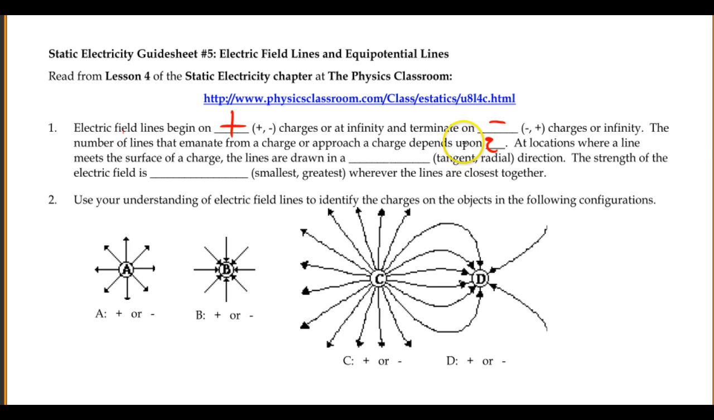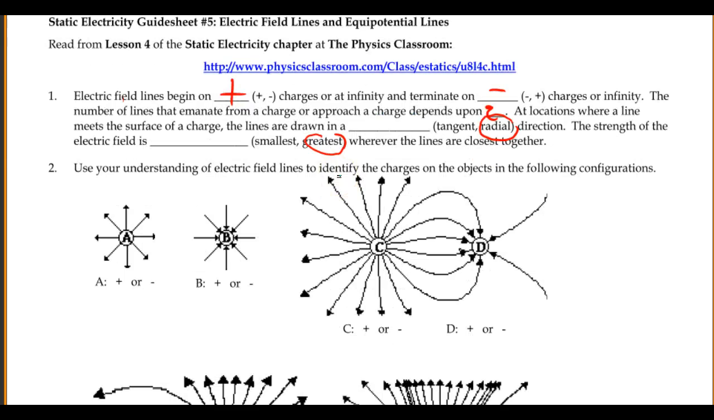At locations where a line meets the surface of a charge, the lines are drawn perpendicular, which would be radial, to the charge. And the strength of the electric field is greatest wherever the lines are closest together. So the lines will be closest together near the surface of the charge, and just like with gravity, where the local gravitational field strength is largest closest to the planet, same thing with electric fields.